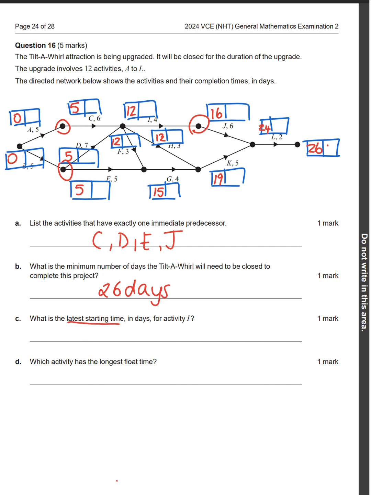All right, then we just go backwards. 26 minus 2 is 24. 24 minus 5 is 19. 24 minus 6 is 18. 19 minus 3 is 16. 19 minus 4 is 15. And then 18 minus 4 is 14. So 14 days.